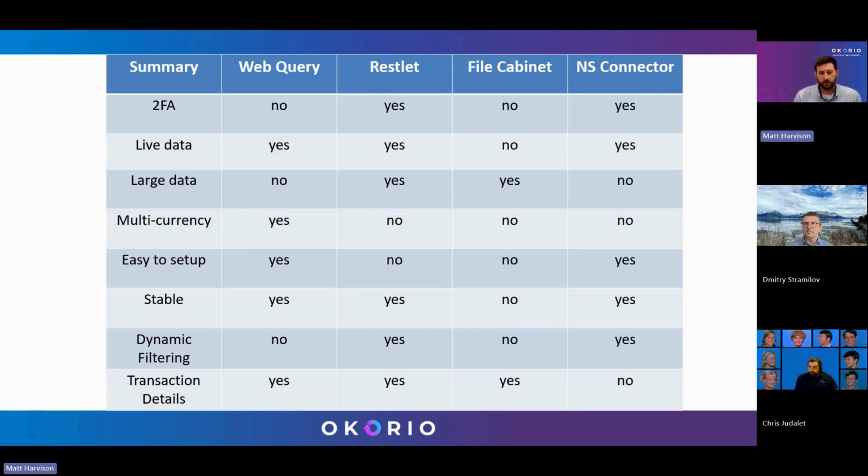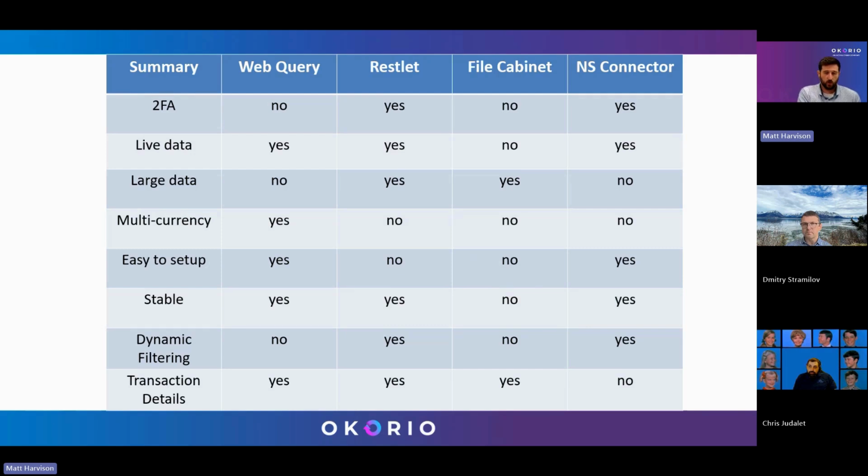Yeah, Chris, I think that's a really good point, because that's what I was going to ask. It seems like web query is the approach that we hear of most often, right? Multi-currency, transaction level details, and then a live connection to the source system makes web query an easy choice, right? The RESTlet option here for us, the multi-currency, easy to set up, makes it sort of a second place here for us. And now, I guess, talk to me about file cabinet versus NetSuite connector. When are we expected to use one versus the other?